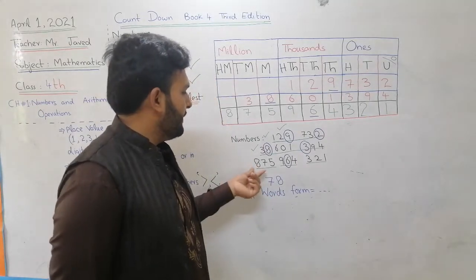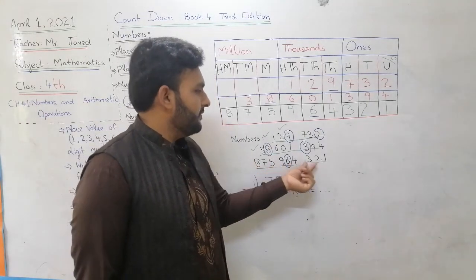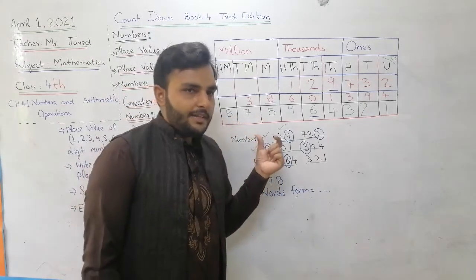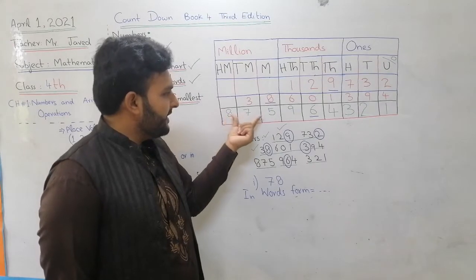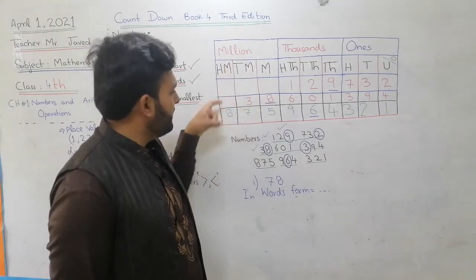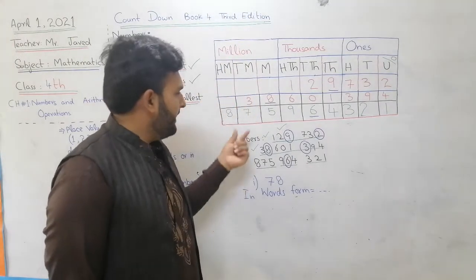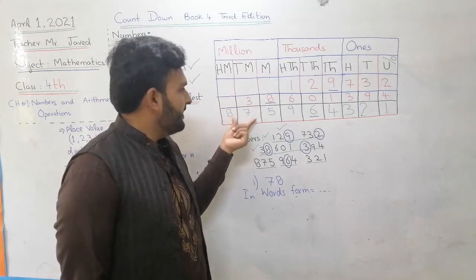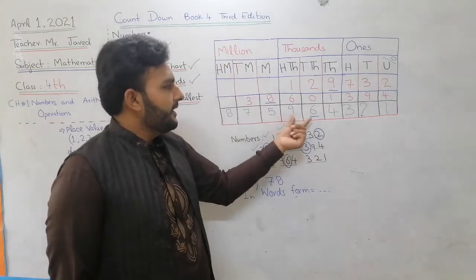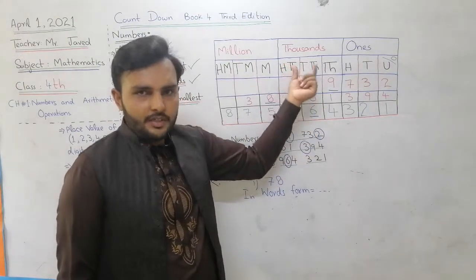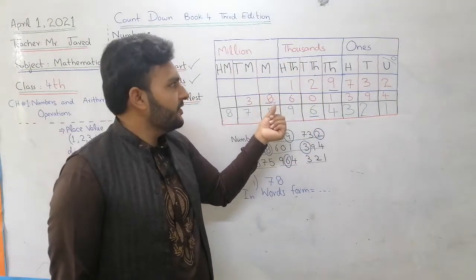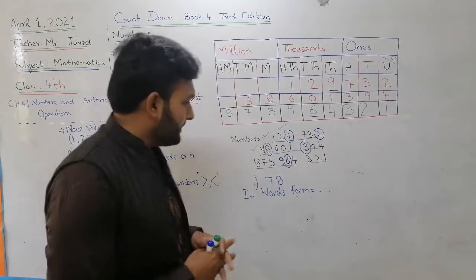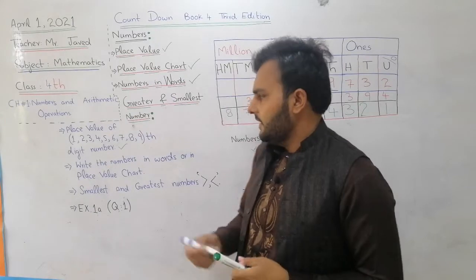The last example is here: 875,964,321. After putting it in the place value chart, we will get 875 million, because 8 is here for the hundreds place. 875 million. I'm repeating, 875 million, and then 964,321, like this.